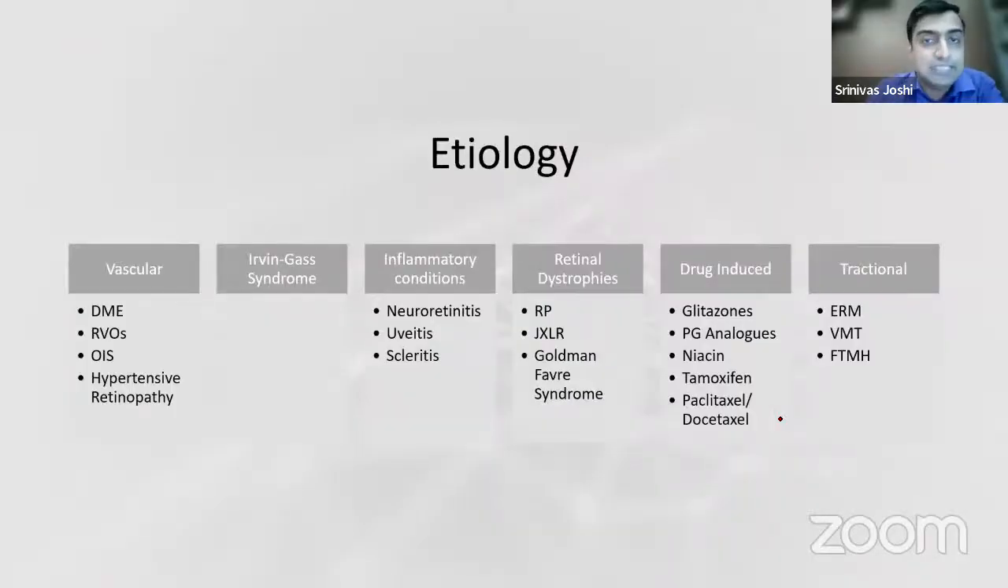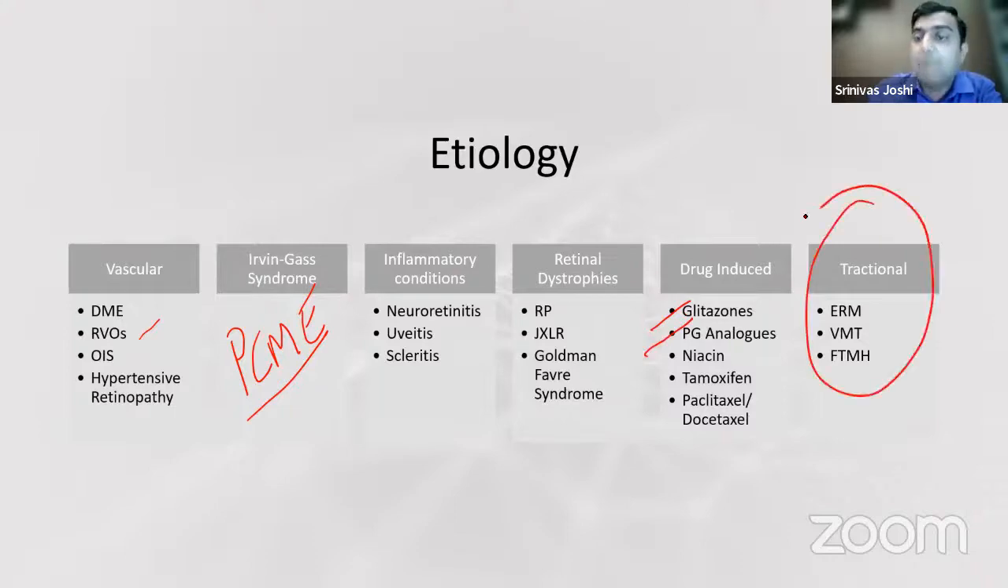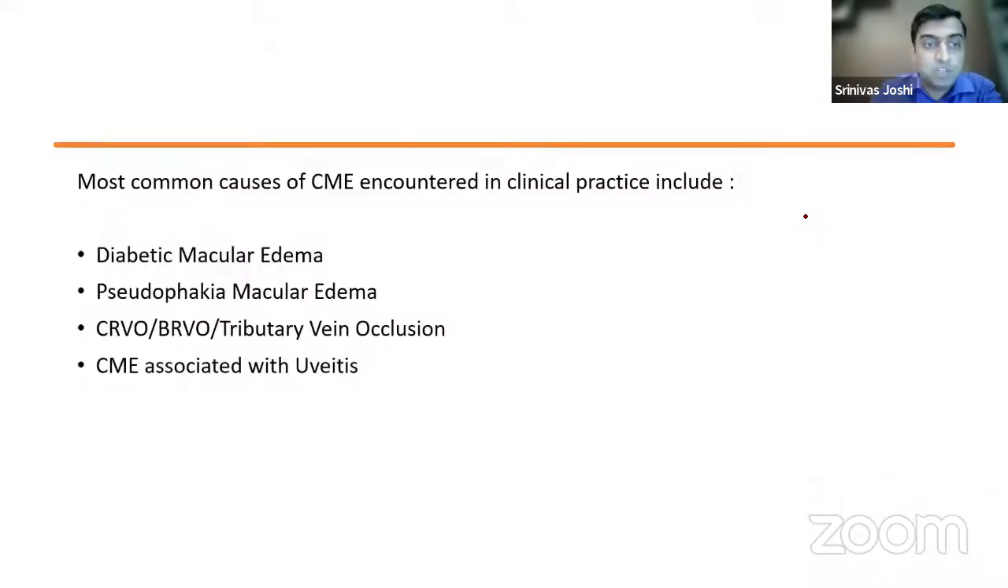So what's the etiology for CME? It can be vascular, like diabetic macular edema, vein occlusion, or hypertensive retinopathy, or it could be a PCME, what we call Irvine-Gass syndrome. Or it could be inflammatory conditions, retinal dystrophies like Goldmann-Favre syndrome, or drug-induced, sometimes the glitazones itself, which patients keep using for oral hypoglycemia, that itself might cause macular edema, and prostaglandin analogs. And definitely the tractional component is ERM, VMT, and FTMH. So the most common causes are diabetic macular edema and the pseudophakic macular edema, what I described as PCME.